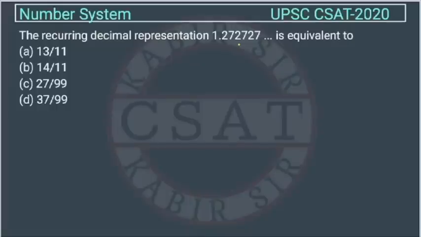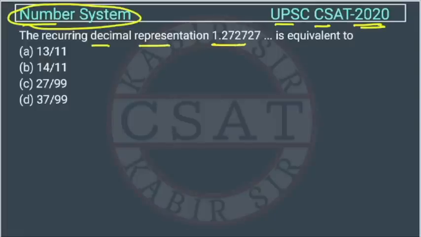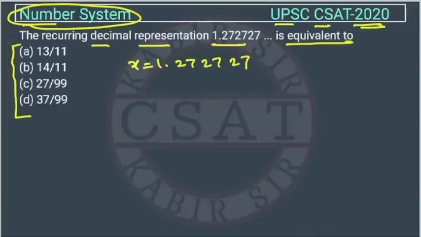This is a question from number system chapter asked by UPSC in CSAT paper of 2020. The recurrent decimal representation is equivalent to... So we have to find which one this is equivalent to, right? So suppose that number is 1.272727. So the recurring part, if you see, is 27, right? So this number can be written like 1.27 with a bar. This bar represents that these are recurring digits.